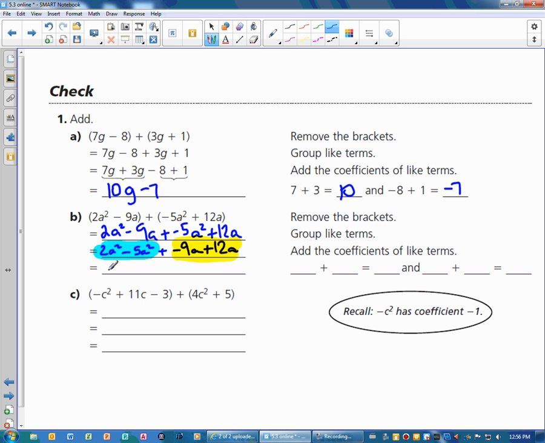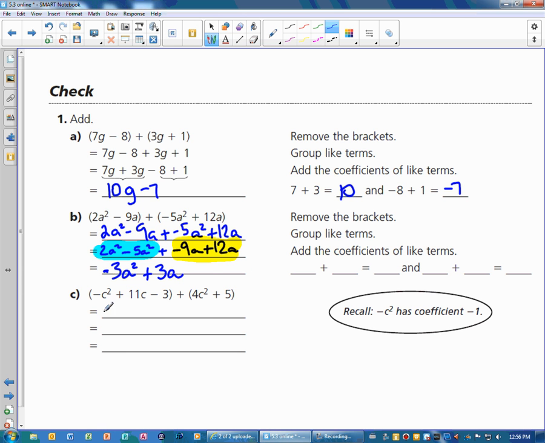So I have a 2 minus 5 is negative 3, and we're talking about a squareds. So I have negative 3a squared. And then I have a negative 9 and a 12, which is a 3, and we're talking about a's. So negative 3a squared plus 3a.